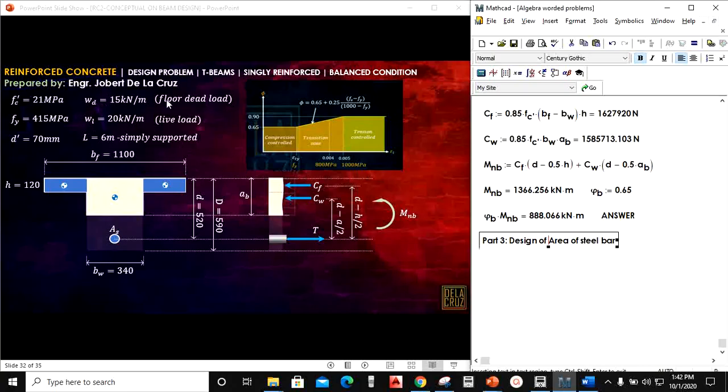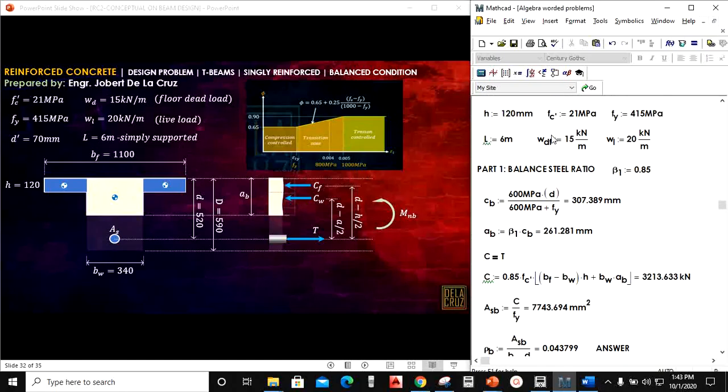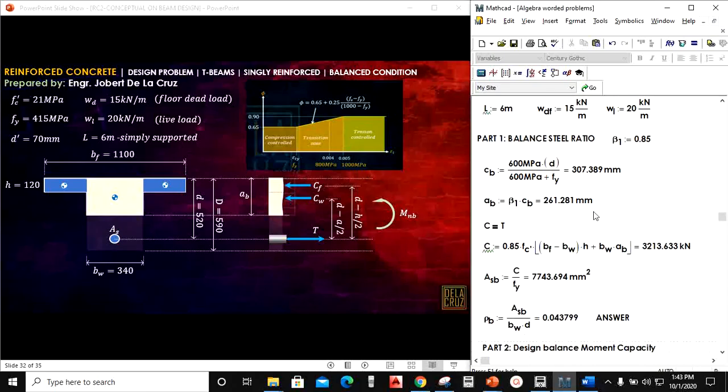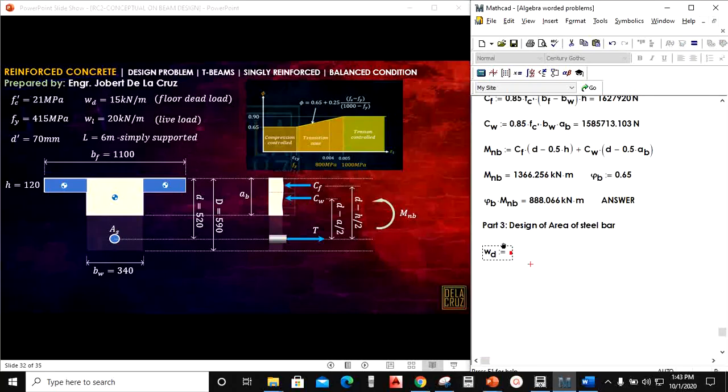Take note that this is floor dead load. So I will first calculate the total dead load. Let me call that WD lang. Okay, so here, yung dead load natin dito is floor load. I input it dito sa MATCAD, WD sub F. Okay? So the total floor load is just equals to that one, the floor dead load for floor, then plus, okay, take note, kilonewtons per meter dapat yung unit natin dito.